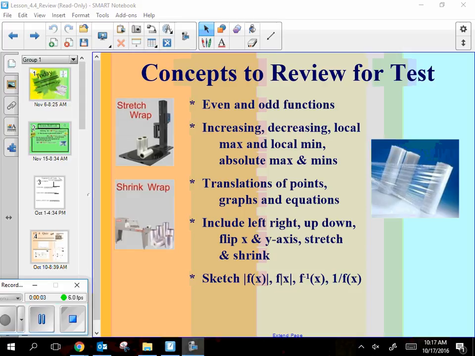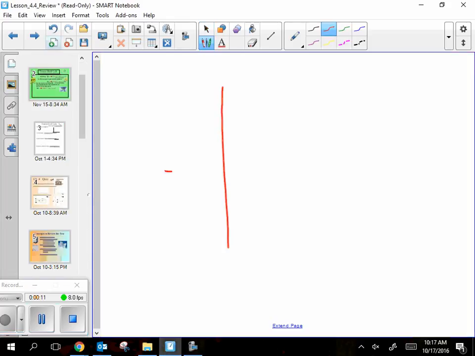Okay, today we are talking about the test for Chapter 4 on graphing. That's tomorrow, and even and odd functions is on there. I hope you'd be able to tell the difference between an even function and an odd function. Does this one have even or odd tendencies? Even. I know I didn't draw it perfectly, but if it were, it would have y-axis symmetry, and that would be even.